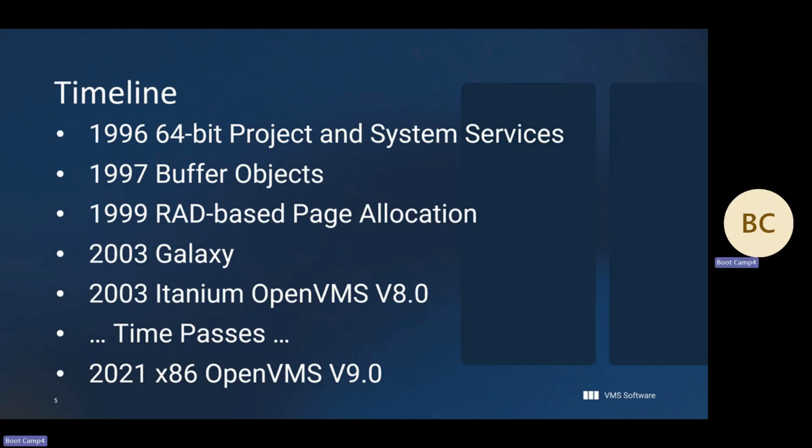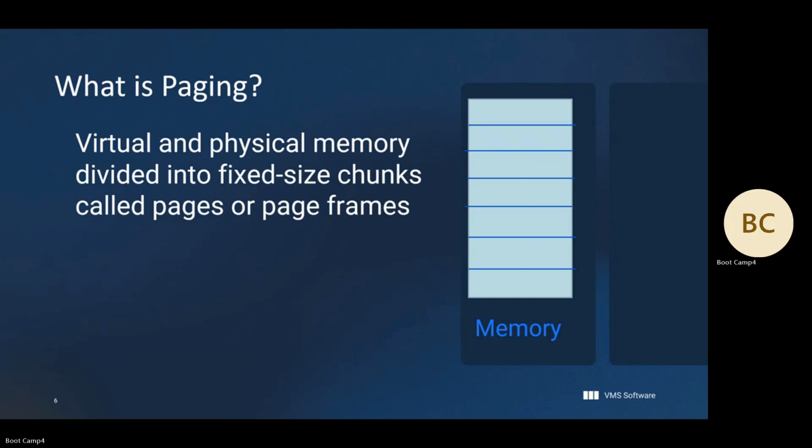Benign neglect is a polite term for what happened. At any rate, we picked it up in 2014. And in 2021, we brought out OpenVMS version 9 for the x86.